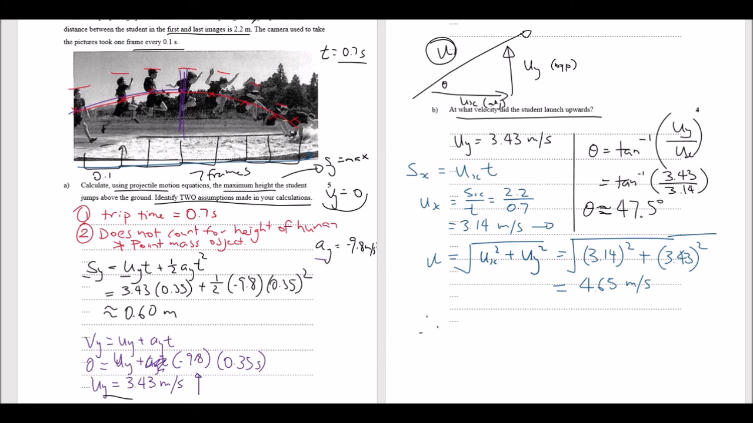So let's just write an ending comment. Therefore, human travels 4.65 meters per second at an elevation at 47.5 degrees above the horizontal. And that'll be the answer to that.